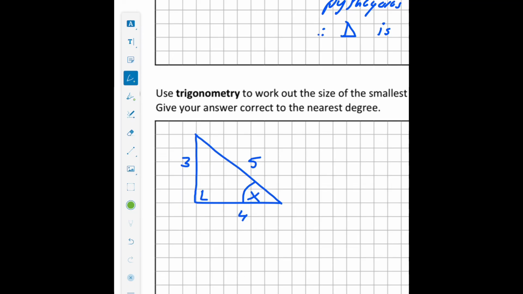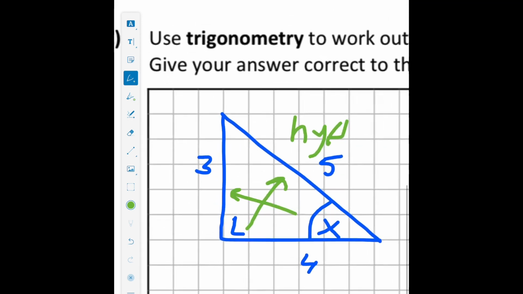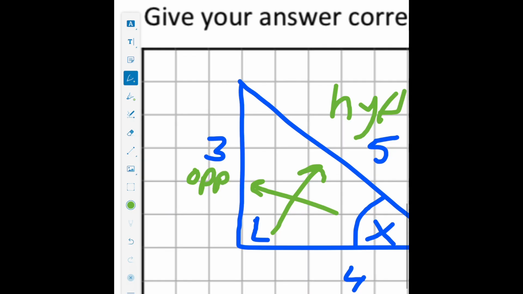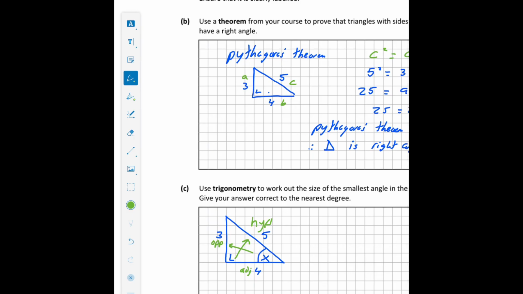So the smallest side is always opposite the smallest angle. We're looking for an angle, so I'm going to have to use SOHCAHTOA. We label the hypotenuse first, which is always opposite the right angle. Then we have our opposite, which is opposite the angle in question, and then we have our adjacent. I'm going to write down my formulas: SOHCAHTOA.